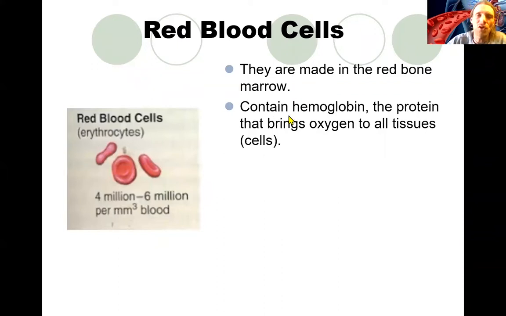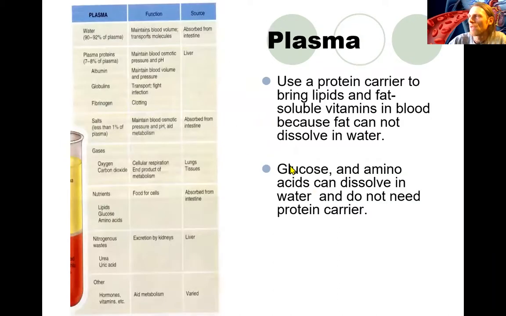About the red blood cells, you already know that they're made in the red bone marrow, okay? A little bit also in the spleen, and they bring the oxygen to the cells. What does the other 55% contain? Well, it's mainly water, some proteins, some salt, some gases, a little bit of oxygen, a little bit of carbon dioxide. However, this oxygen is not of a lot of use. Nutrients, all of that, okay?